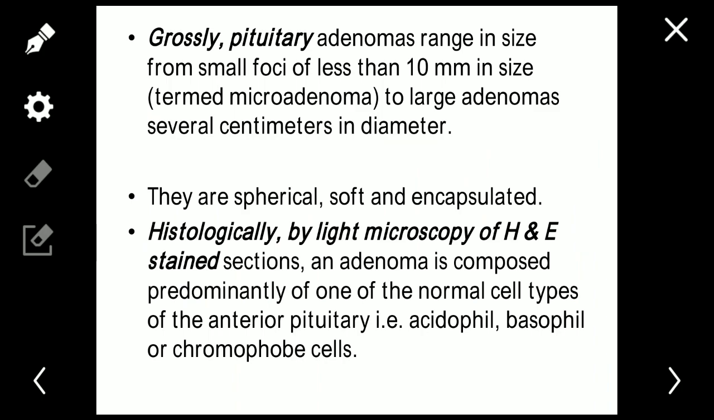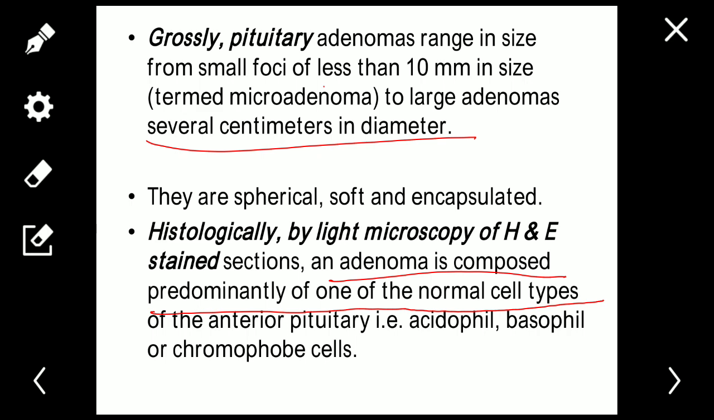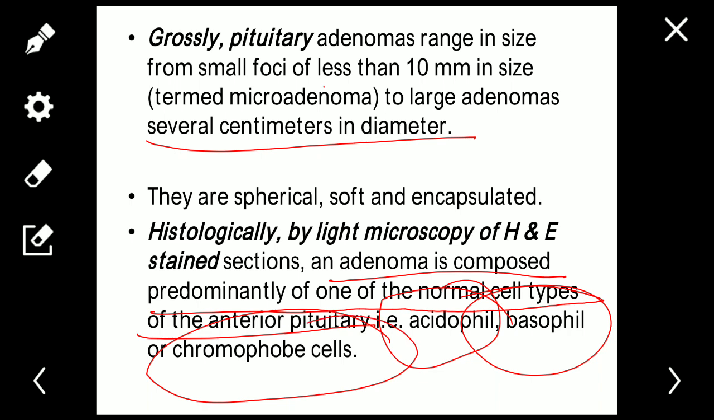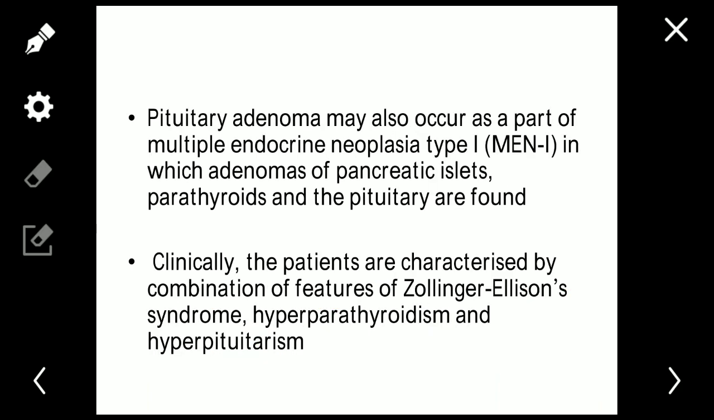Grossly, pituitary adenomas range in size from small foci of less than 10 mm, termed microadenoma, to large adenomas several centimeters in diameter. They are spherical, soft, encapsulated. Histologically, by light microscopy, the adenoma is composed predominantly of one of the normal cell types of the anterior pituitary, that can be acidophil, basophil or chromophobe. The cells secrete similar types of hormones.